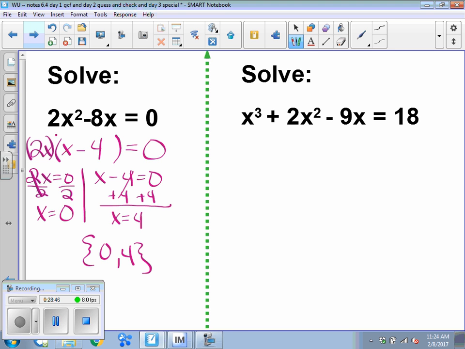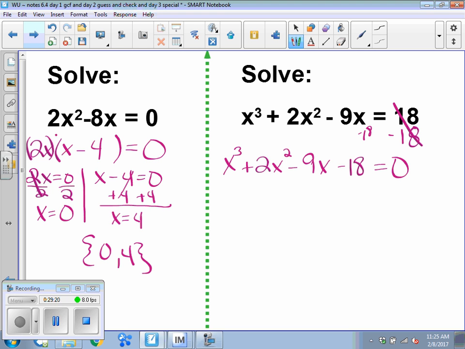Oh, before I do that, what do I need to do? Subtract 18 from both sides. If you're going to solve, you want it equal to 0. You're setting it equal to 0. So, subtract 18 from both sides. Well, I don't have another term to combine it with, right? So we'll just do out there. So this will be 0. So we have x to the third plus 2x squared minus 9x minus 18 equals 0.